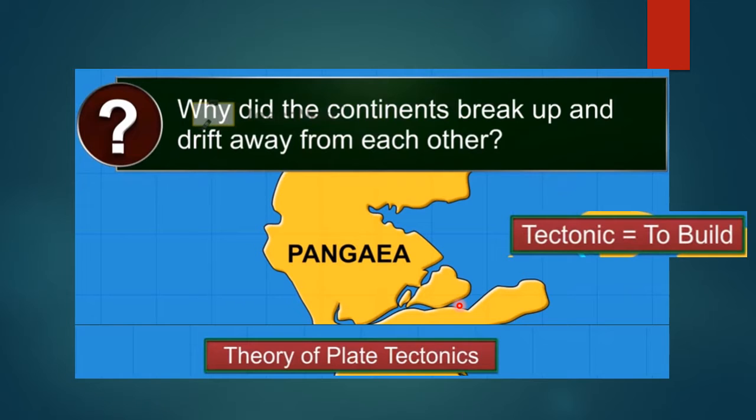Children, after the theory of continental drift, we find yes, the continents have drifted apart, but another question that arises in our mind is, why did the continents break up and drift away from each other? Yes, so we are going to now learn about a new theory called the theory of plate tectonics. What is the meaning of tectonics? It means to build. We are going to learn why the continents broke up and drifted away from each other. What was the major reason for this? So let us look into and find the answers of this theory of plate tectonics.